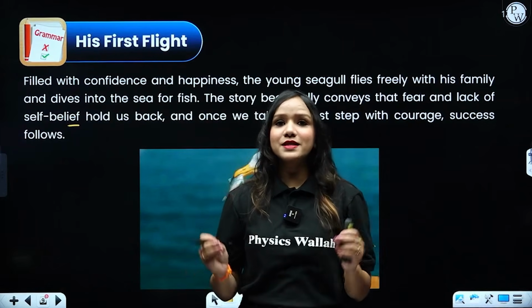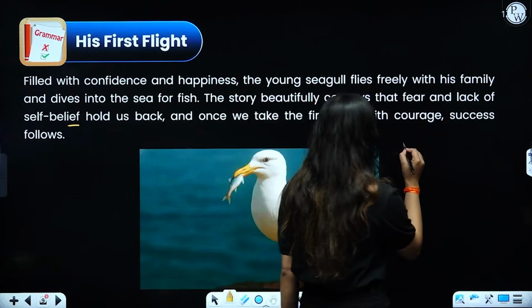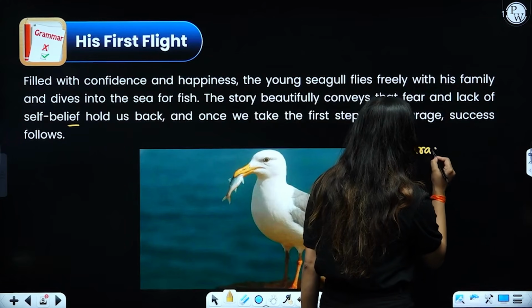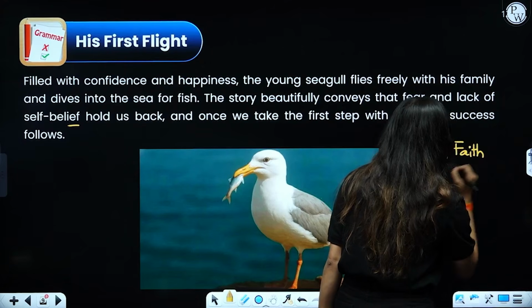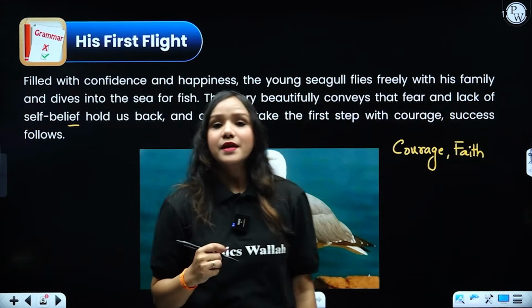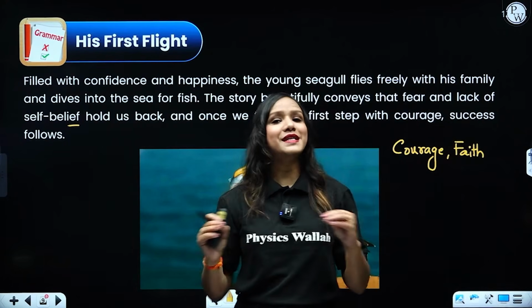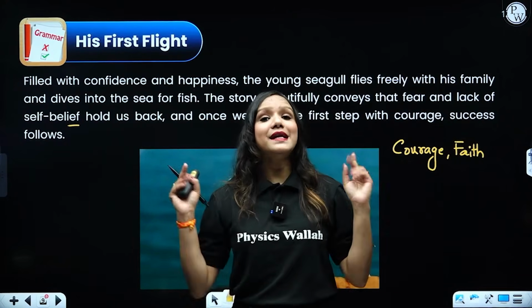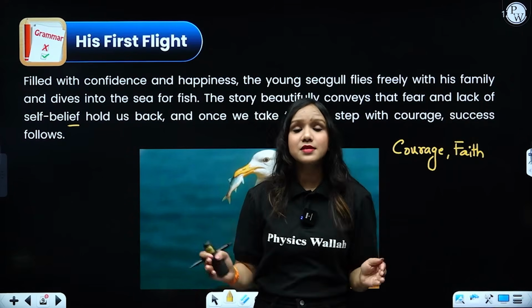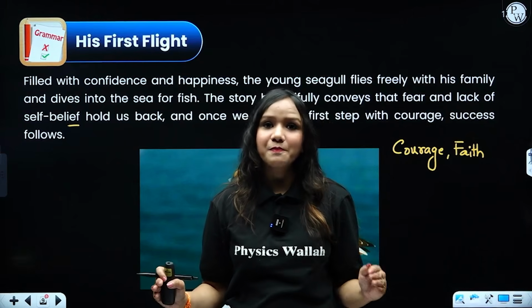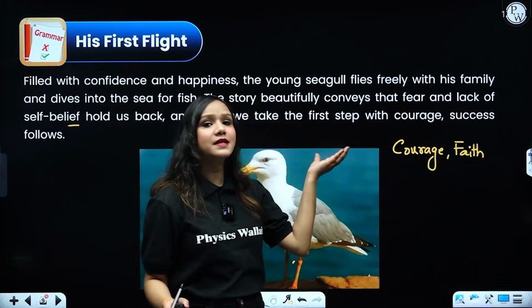All right. So what is the very important thing that you learn here from this particular lesson? It's that courage and faith, right? So courage is guided by faith. Just because you need some motivation in your life, right? And let me tell you a very important thing. This is not just the story of this young seagull. This is the story of every student out there who is afraid to take that first step, just like the seagull was afraid to take.